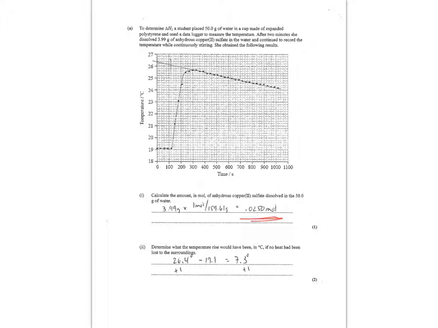And then it says determine what temperature rise would have been. Now by rise, I don't think it's clear that they mean the increase, but that is what they meant. But a lot of you just estimated the maximum temperature, and I gave you the mark for that as well. But the fact that it was worth 2 marks should have been your tip that you were expected to do two things. Estimate the maximum, which I estimated up here as 26.4, and then subtract the original temperature of 19.1 and come up with the rise of 7.3.